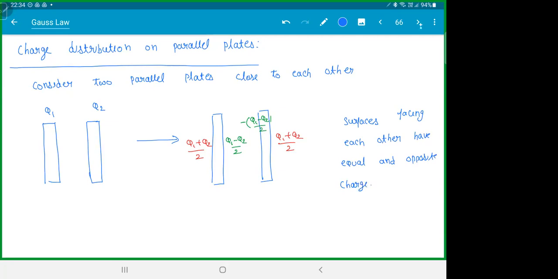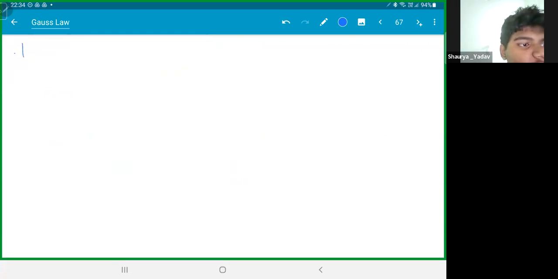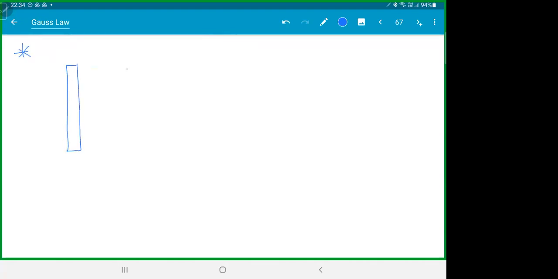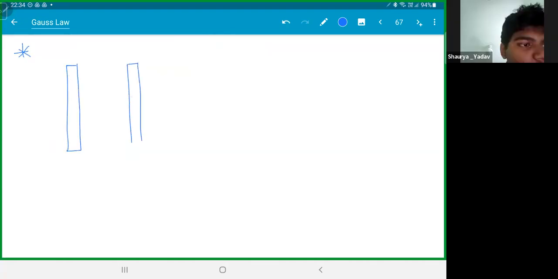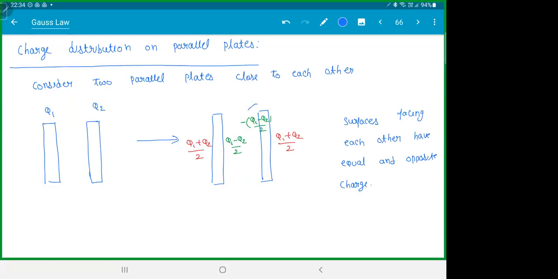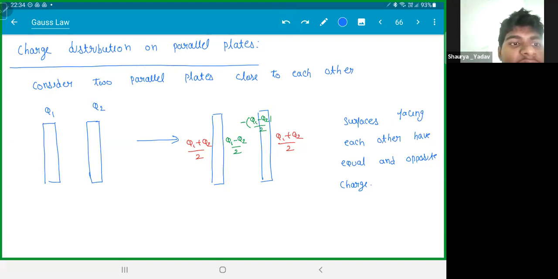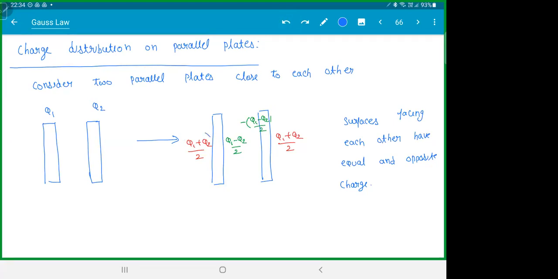So let me give you a more general solution. Sir, how did it become that minus? That's the result, Shaurya, you need to mark up. Okay, sir. Both can't be plus now. See, if you add this thing, how much should come? Q2, right? Yes. If you add this thing, how much should come? Q1. Okay. And by symmetry, if you see, outsides will look same. So remaining charge will be inside.